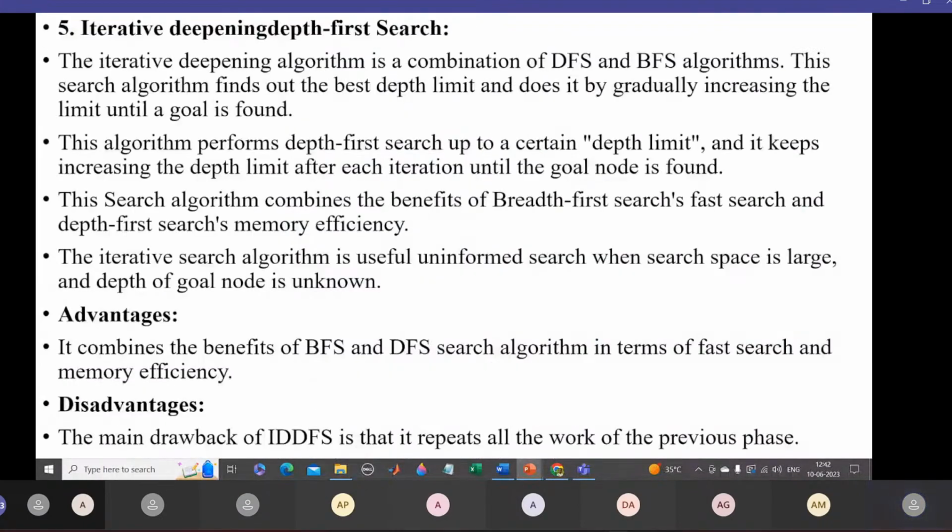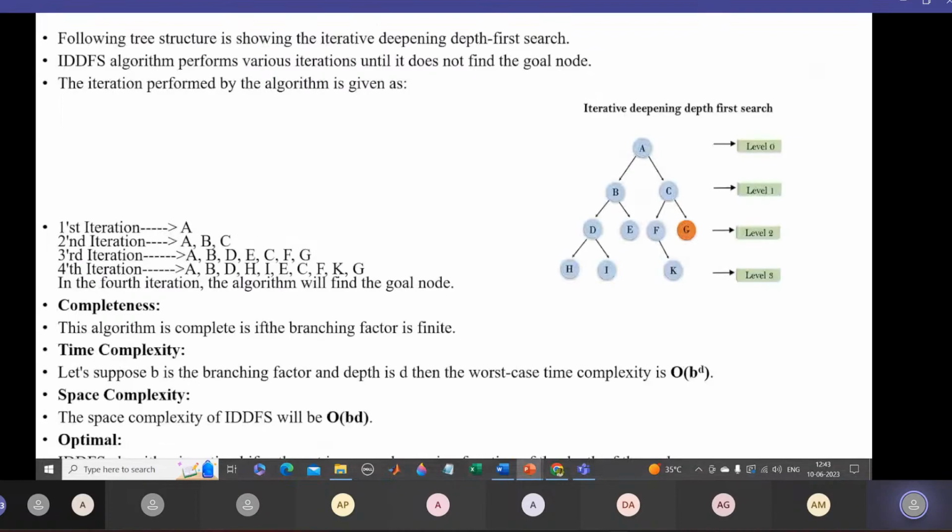Then iterative deepening depth first search. It's a combination of both BFS and DFS, and it is going to find the best depth limit. It performs DFS search to a certain limit, and then increases the depth limit after each iteration until the goal node is found. You can see the example here. Look at this. This is the graph taken.